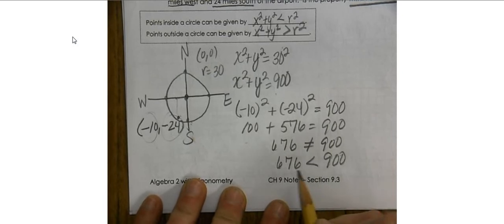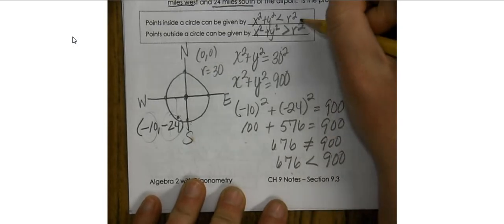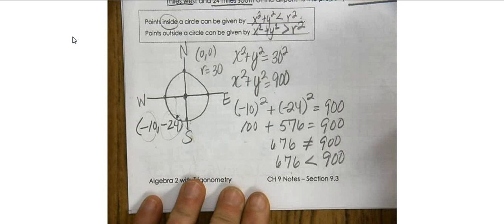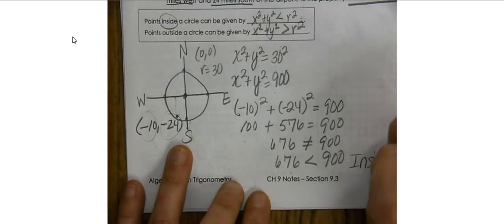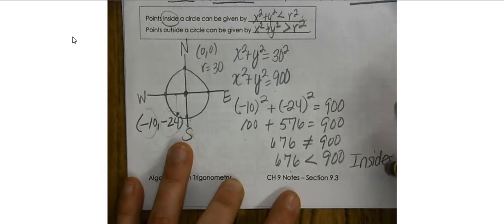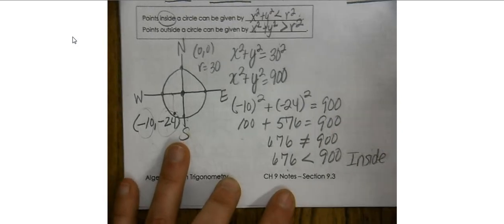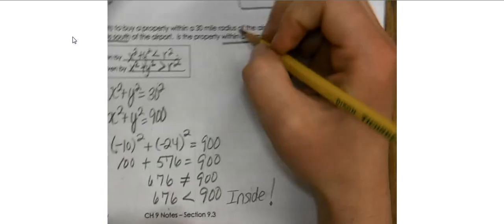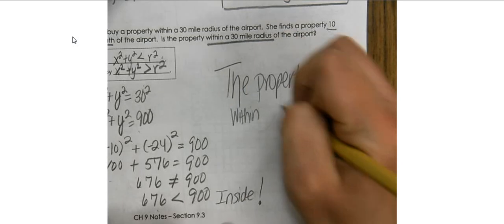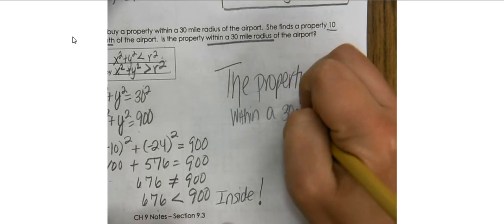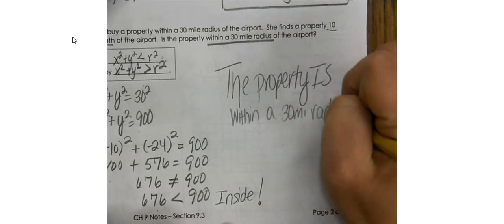And if it's less than your radius squared, then that means the point lies inside of the circle. So because it's located on the inside of the circle, we are going to say that the property is within a 30-mile radius of the airport. So that's our answer. The property is within a 30-mile radius of the airport.